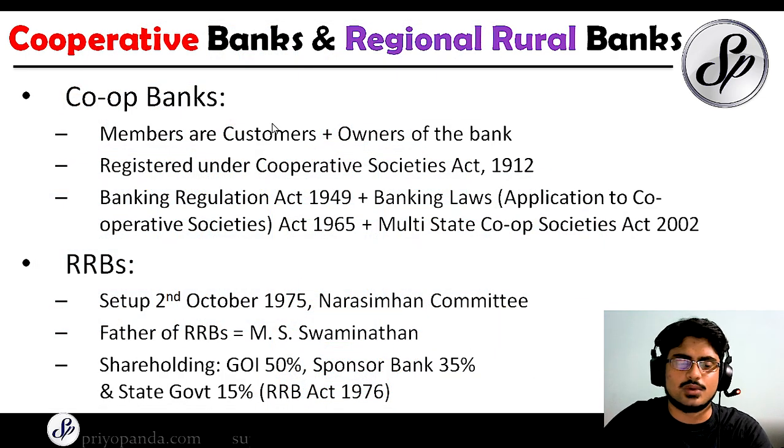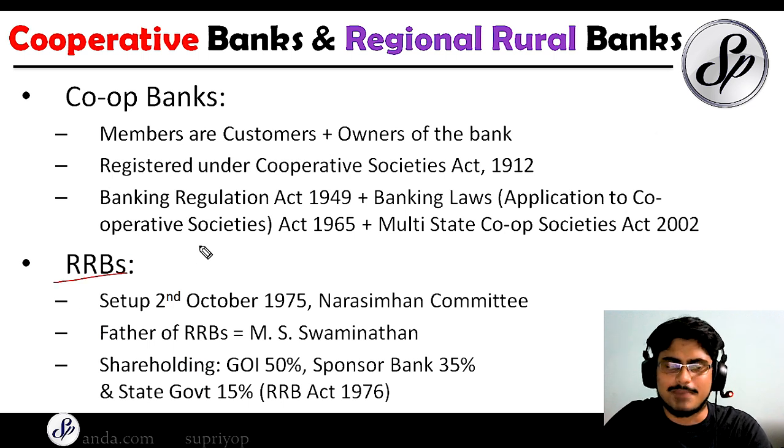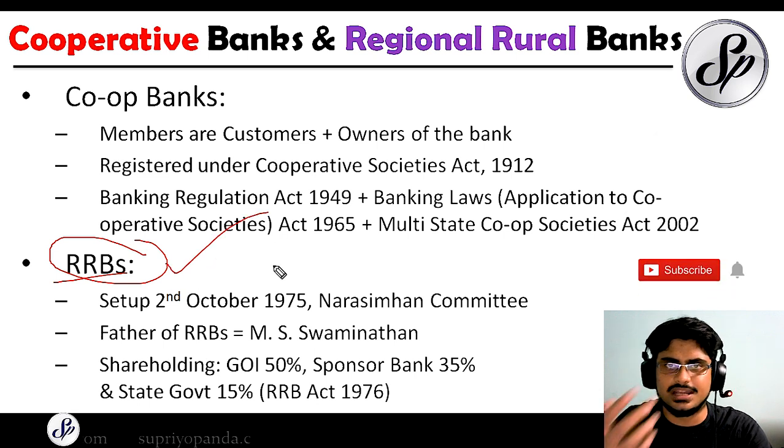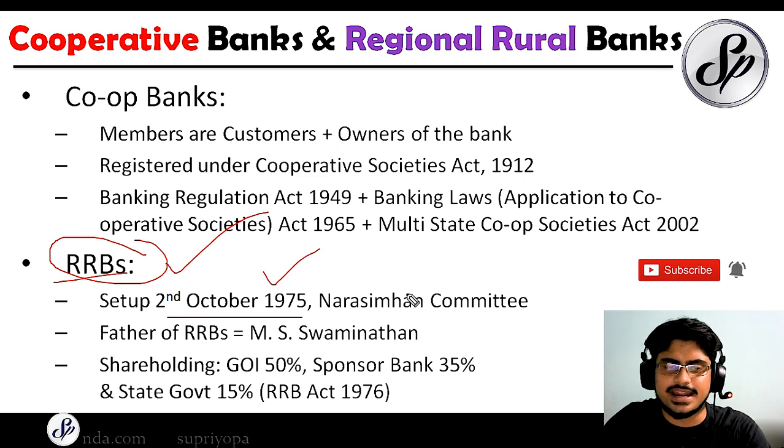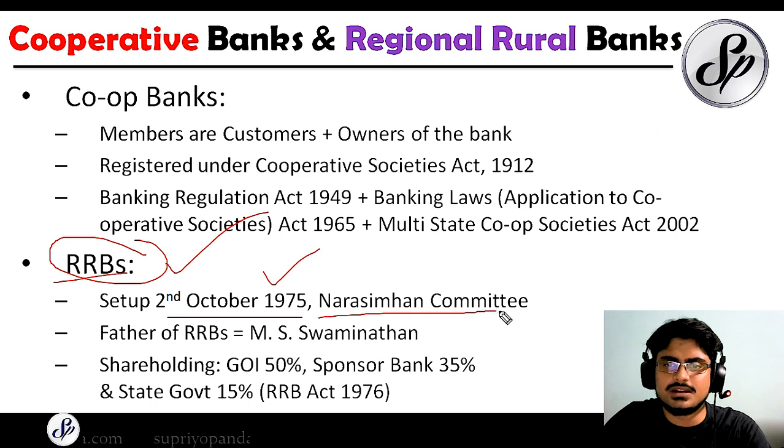The next part, let us look into it. So we have the RRB, the regional rural banks. For the RRBs, we have already talked about it a little bit in our earlier videos. Remember that it was set up on 2nd October 1975, so Gandhi Jayanti of 1975, and the Narasimhan committee had actually recommended the regional rural banks in India. So that is very important.